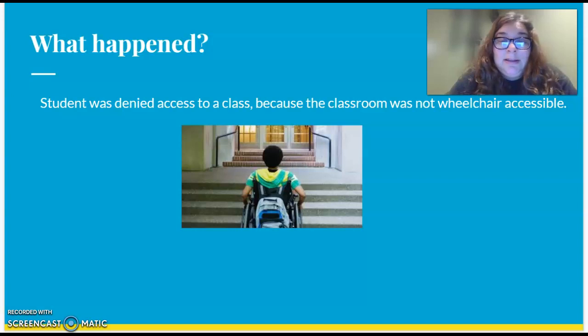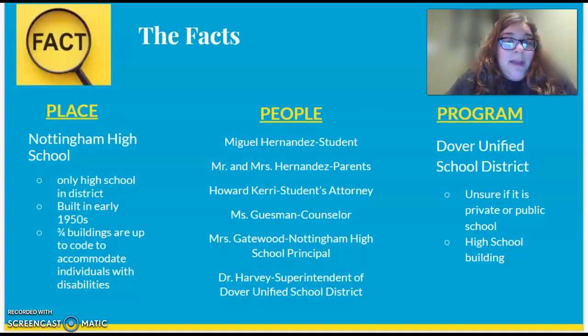Okay. What happened, I'm supposed to summarize it in one sentence, and what happened was the student was denied access to a class because the classroom was not wheelchair accessible. Facts: it took place at Nottingham High School, and it's the only high school in the district. It was built in the 1950s, and about three quarters of the buildings are up to code to accommodate individuals with disabilities.